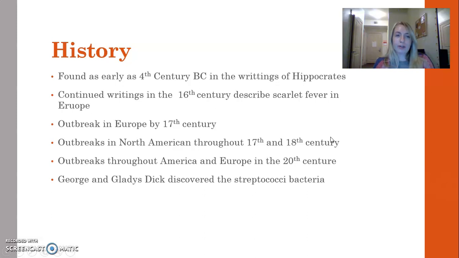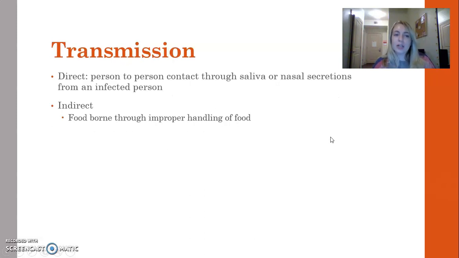We start to finally know more about this bacteria when George and Gladys Dick discovered the streptococci bacteria and determined that that was causing so many infections in humans. And then in the 1940s, with the invention of antibiotics, we truly start to control the bacteria and reduce the effects of it.